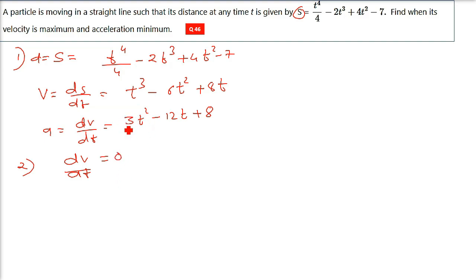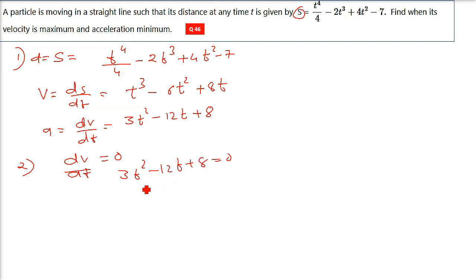dv by dt has to be equal to 0. Then you will get the critical point. Again, dA by dt has to be done. But let us only concentrate on dv by dt. This 3t square minus 12t plus 8 equals 0. This is not an easy equation. You will not be able to solve it by factoring.